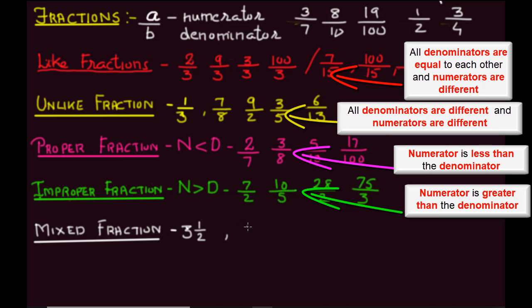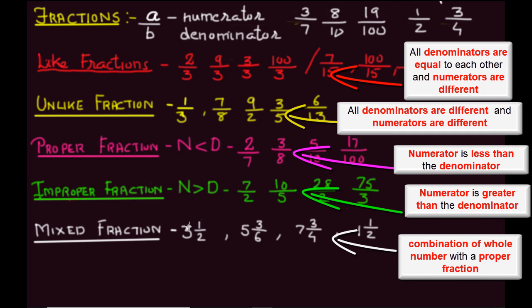Another example, a whole number, 5. A proper fraction, that means the numerator less than the denominator, that is 3 by 6. This is a mixed fraction. More such examples, 7 3 by 4, 1 1 by 2. So these are all examples for mixed fraction. Did you see that? A whole number with a proper fraction. Again, a whole number with a proper fraction. So these are all called mixed fractions.